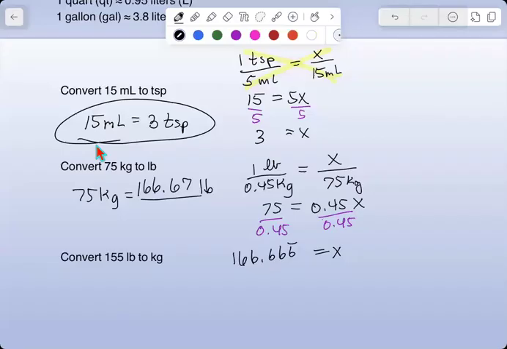Just watch how they want you to round. Be very careful because that can come up. Now, they probably wanted to show you the difference between converting from kilograms to pounds and then from pounds to kilograms. Think of it like this.